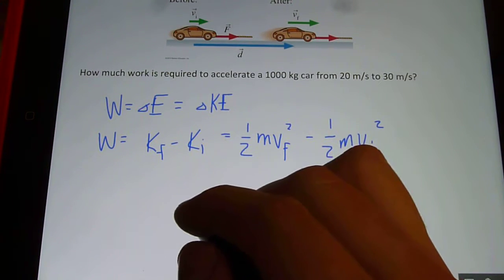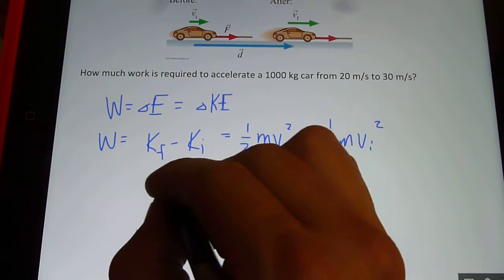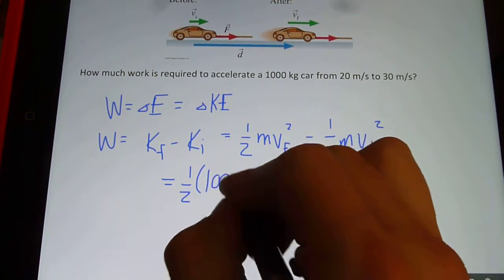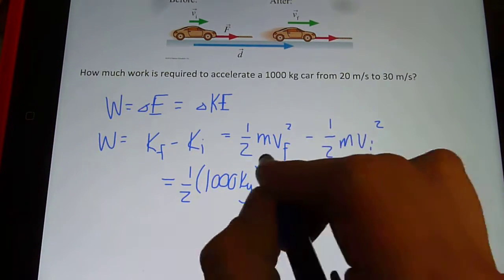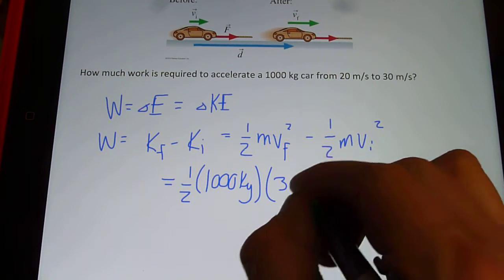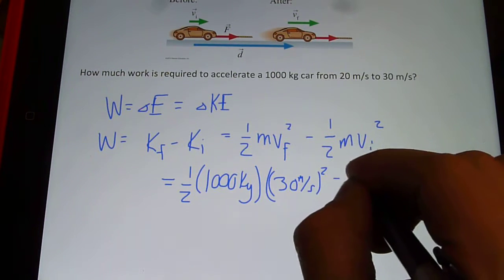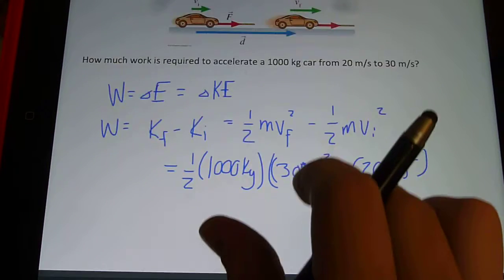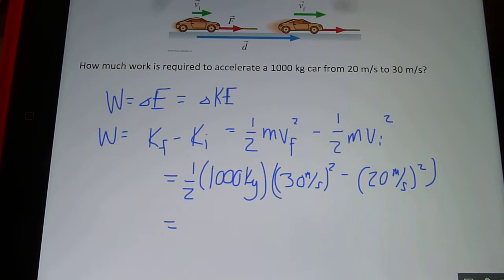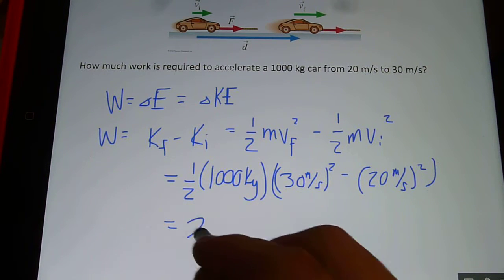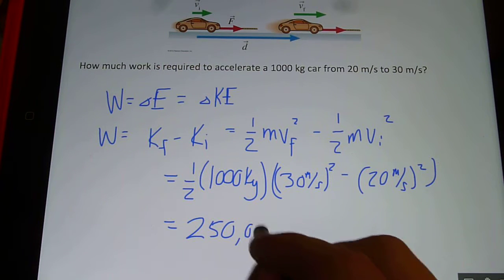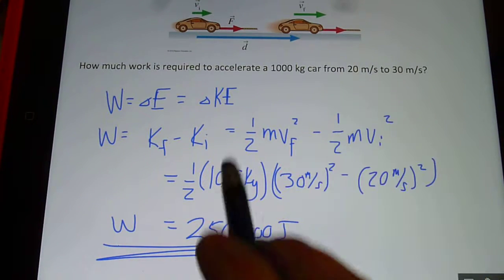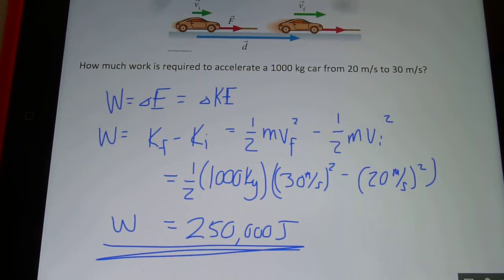just putting in our definition. Factoring out the mass, I've got 1/2 times 1,000 kilograms. And then my final speed was 30 meters per second squared minus 20 meters per second squared. That gives me a work that I would need of 250,000 joules.